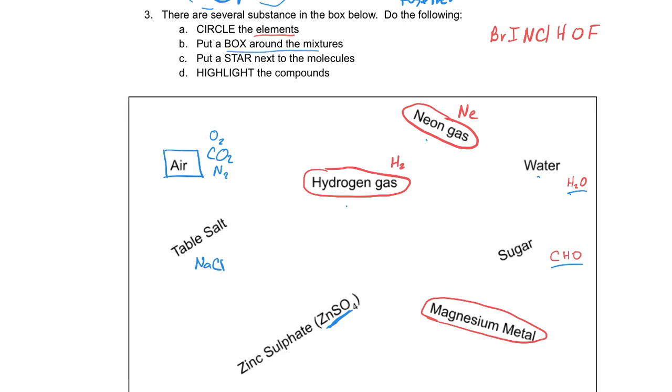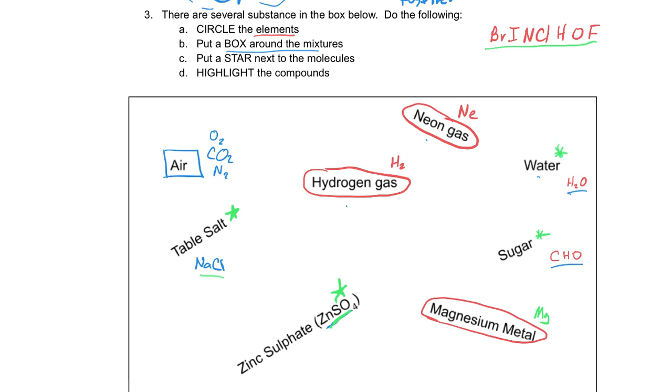Okay? Next, we're going to put a star next to the molecules. So anything that has more than one atom bonded together. So table salt has two elements bonded together there. The zinc sulfate has three different elements there. Magnesium metal is not one of our diatomics, so that would just be Mg, so that's not going to be a star. Sugar has carbon, hydrogen, and oxygen bonded together, so that's a molecule.